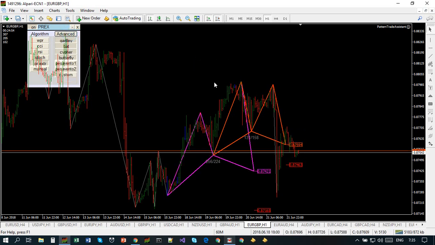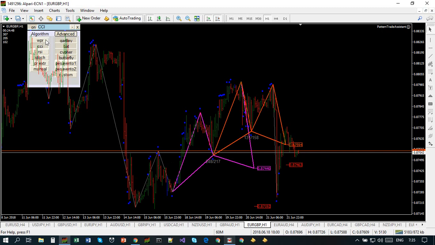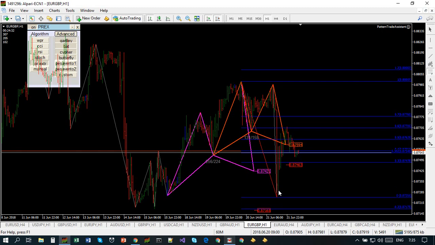Let us switch to advanced pattern approach. We had this godly as well. Of course, it is also supported by other algorithms, the same way it was supported by other patterns. And we had this cipher pattern. You can see, although I dislike this choppy movement within the CD leg, it was not straight, but if you don't pay attention to this stuff, cipher was a winner.